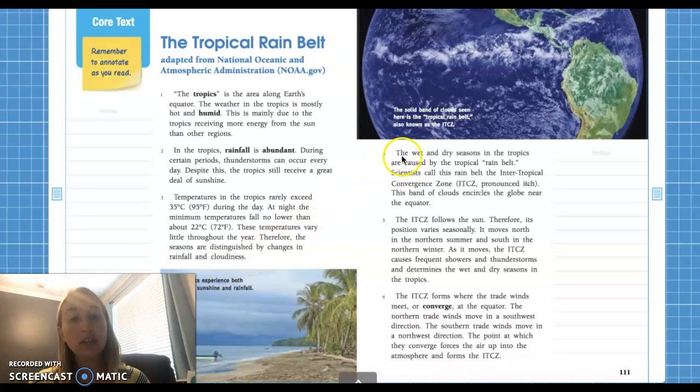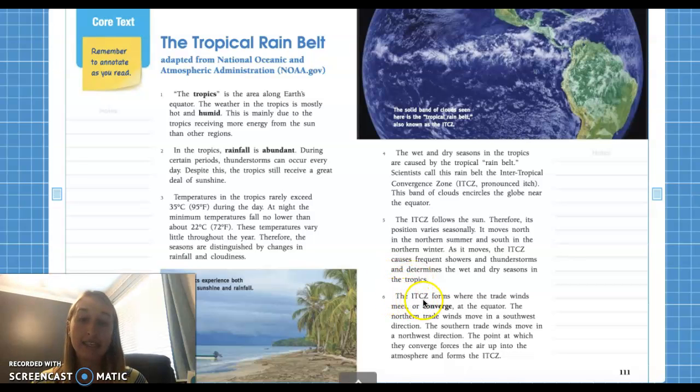Paragraph 4. The wet and dry seasons in the tropics are caused by the tropical rain belt. Scientists call this rain belt the Intertropical Convergence Zone, ITCZ, pronounced itch. This band of clouds encircles the globe near the equator. The ITCZ follows the sun. Therefore, its position varies seasonally. It moves north in the northern summer and south in the northern winter. As it moves, the ITCZ causes frequent showers and thunderstorms and determines the wet and dry seasons in the tropics.